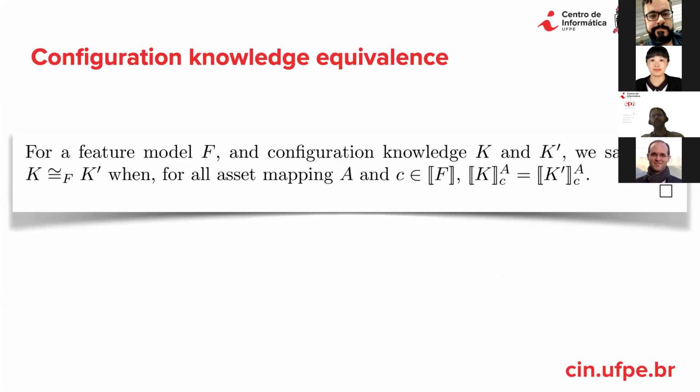Based on that, we introduced a notion of equivalence for feature models. So the idea is quite straightforward. For any configuration of the feature model, evaluating this configuration knowledge model before and after will yield the same set of assets, right? So this is a relation that's indexed by the feature model.